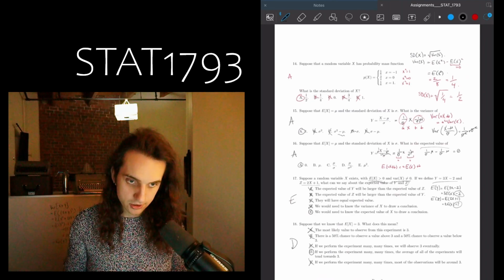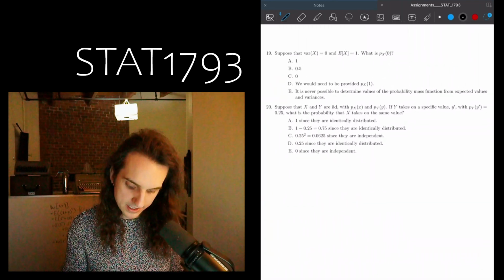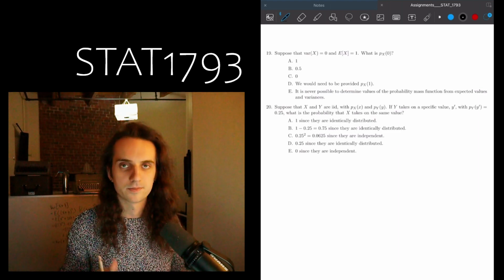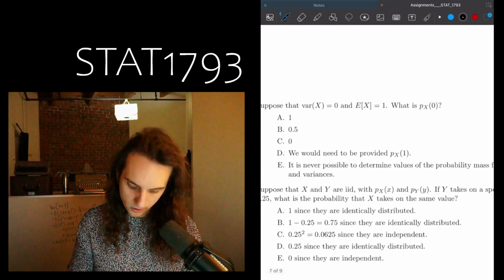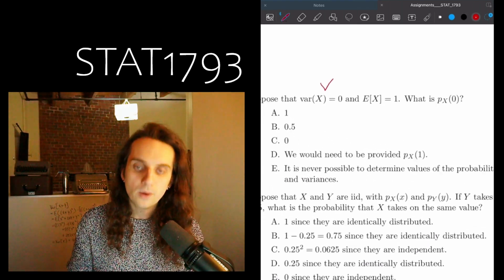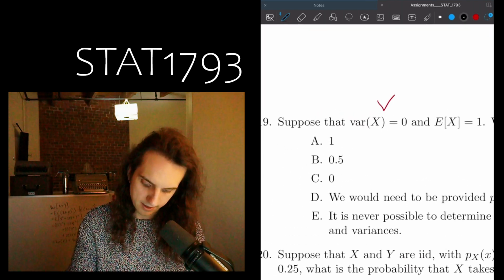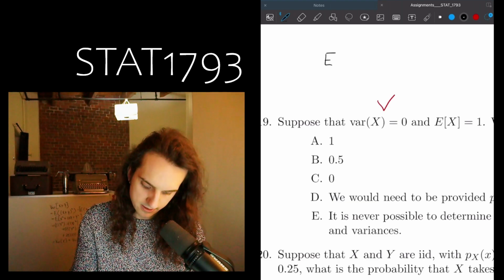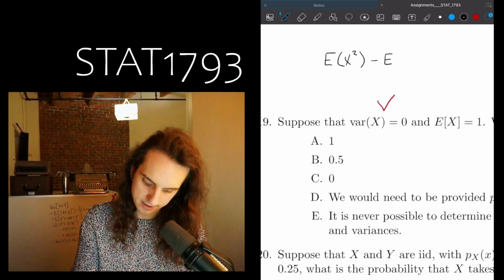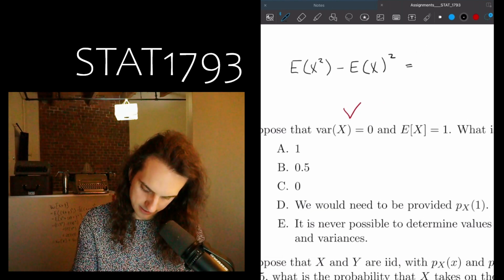That brings us on to question 19. Okay. So the variance of x equals 0, expected value of x is equal to 1. All right. So this is worth thinking about for a second, right? What does it mean for our variance to be 0? Well, our variance is only going to be 0 if things are constant, but can we show that another way? Well, we know that the variance is going to be the expected value of x squared minus the expected value of x squared, right? And we know that this has to be equal to 0.